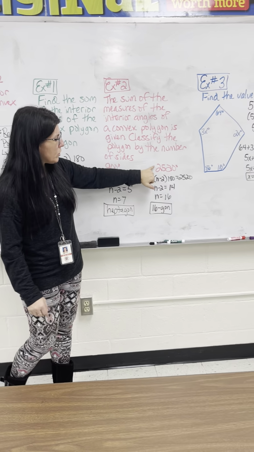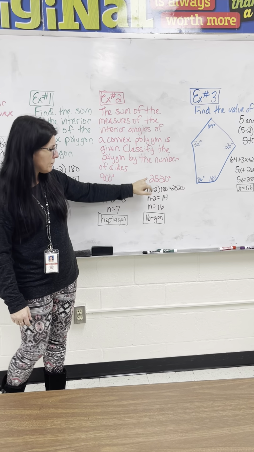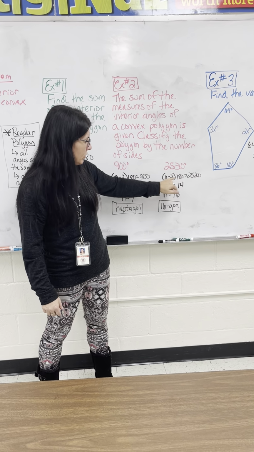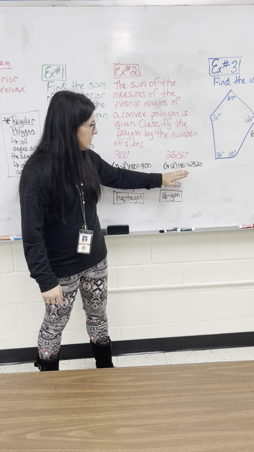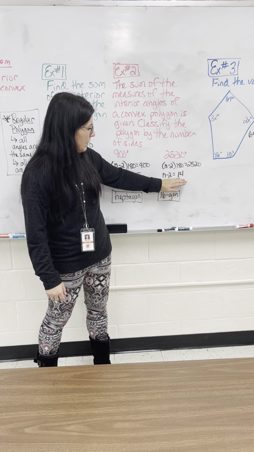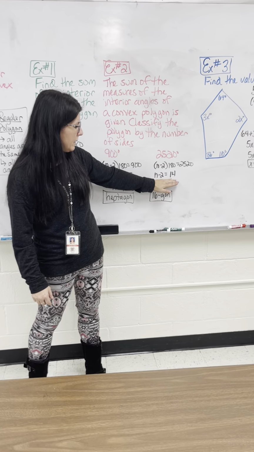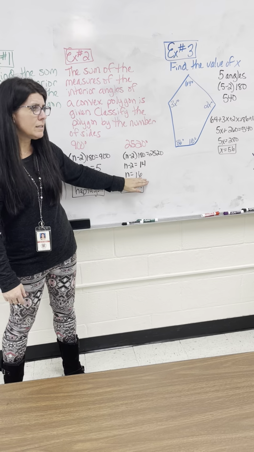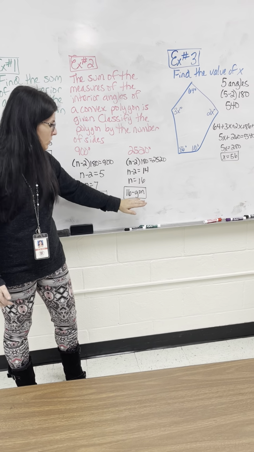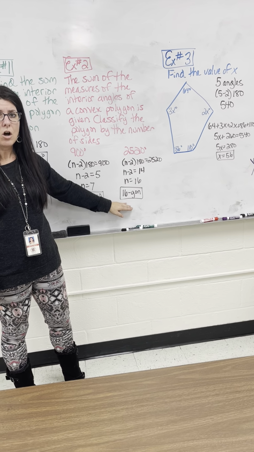One more example, total sum is 2,520. Setting it up with my equation, n minus 2 times 180 equals 2,520. Divide by 180 first, I get n minus 2 equals 14. Add 2 to both sides, I have a 16-sided figure. So 16 sides is more than what I asked you to know, so we're going to call this one a 16-gon.